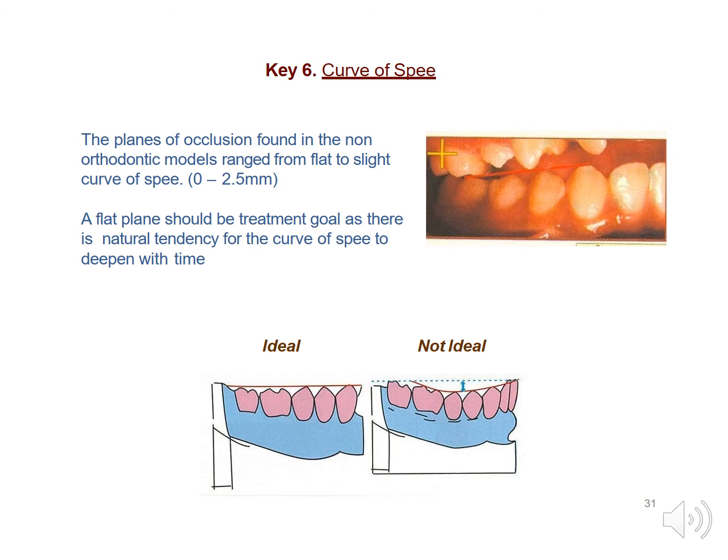So how do you know that a case has a deep curve of Spee? When we see the photos, the first patient has a flat curve of Spee, and the patient will have an average overbite. In the second one, the curve of Spee is not ideal, meaning that there is a deepening of the curve of Spee. In this case, when the teeth are in occlusion, that patient will have a deep bite. So curve of Spee and deep bite or overbite are linked to each other.